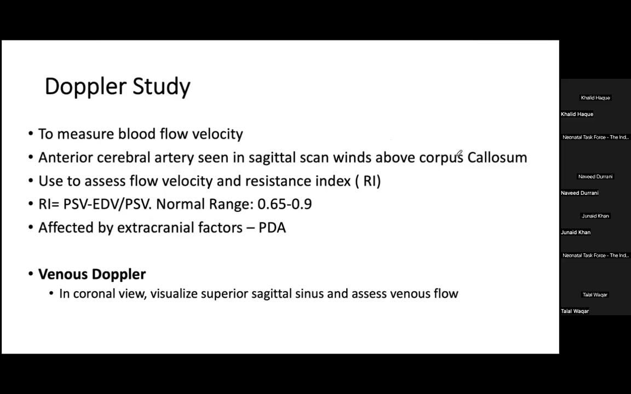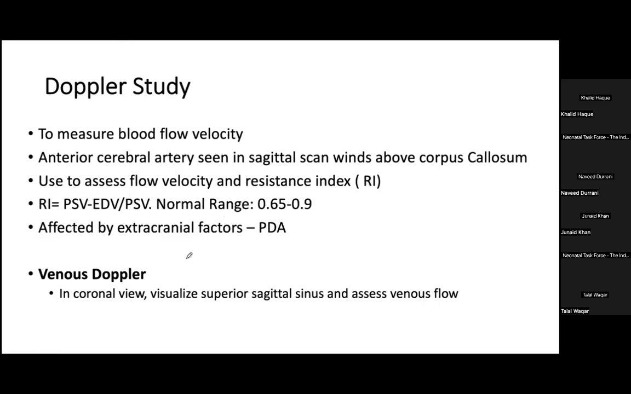And the main thing to measure here is the resistance index, which is calculated automatically by the machine, but you should know the formula, which is calculated by peak systolic velocity minus end diastolic velocity divided by the peak systolic velocity. And the normal range is between 0.65 to 0.9. And this resistance index is affected by the extracranial factor, particularly the PDA.